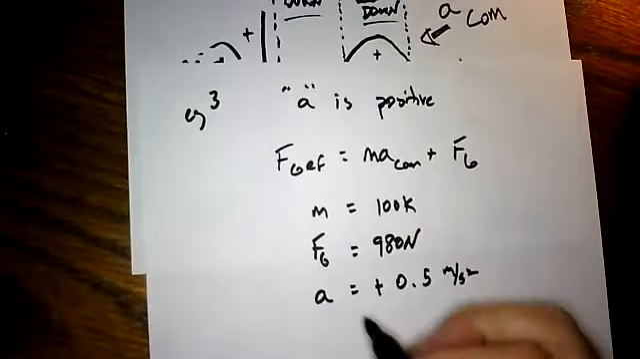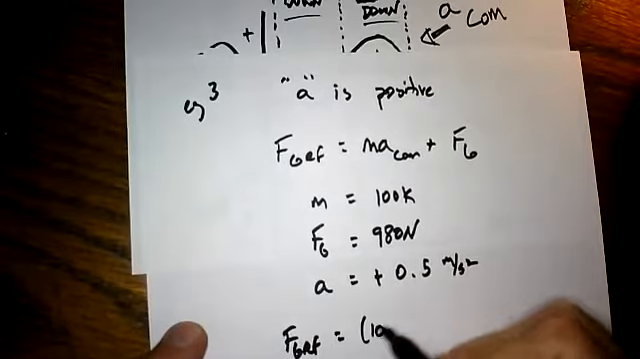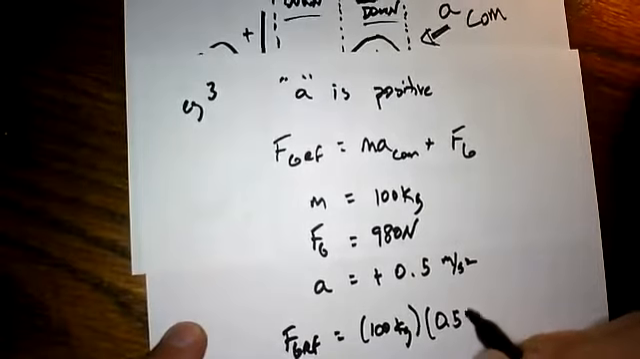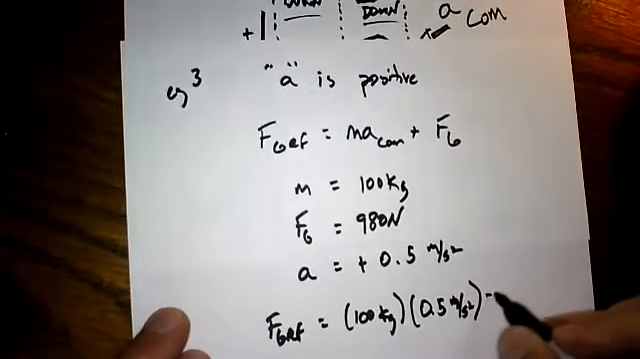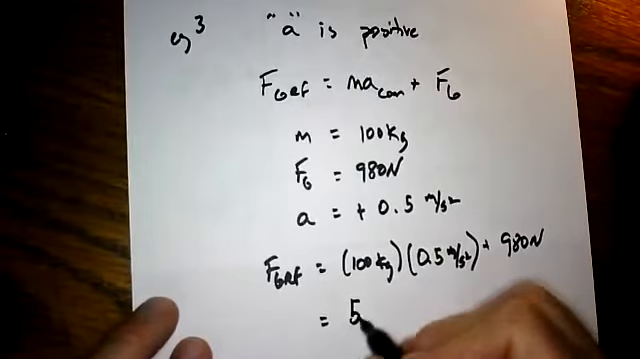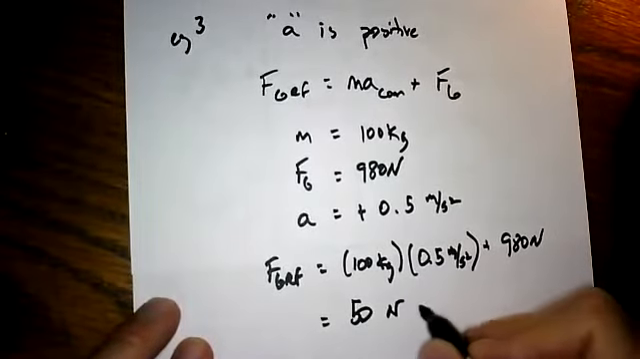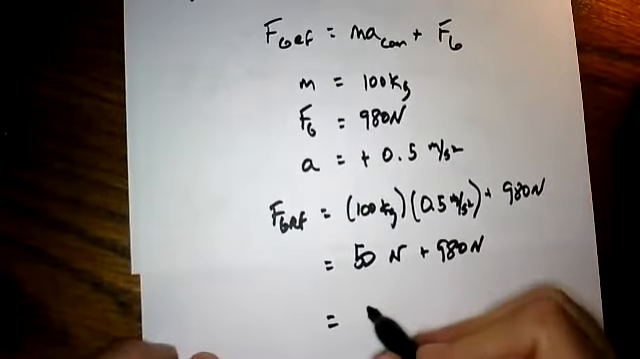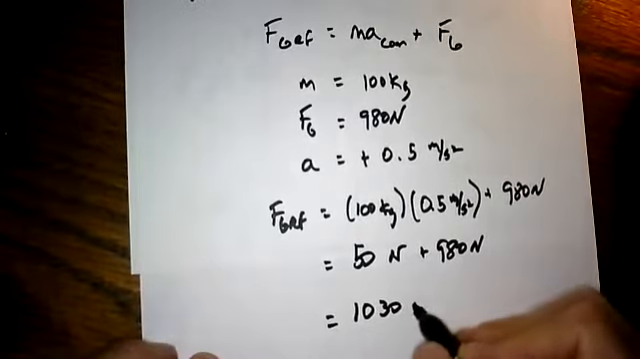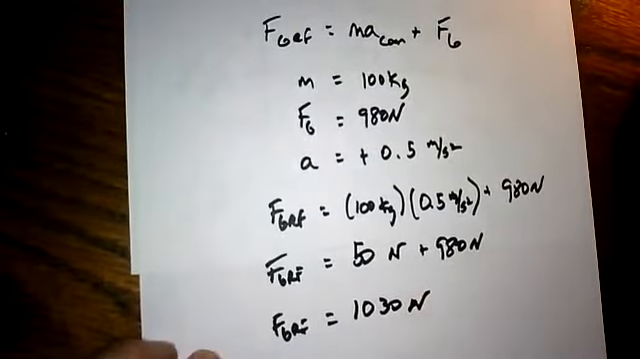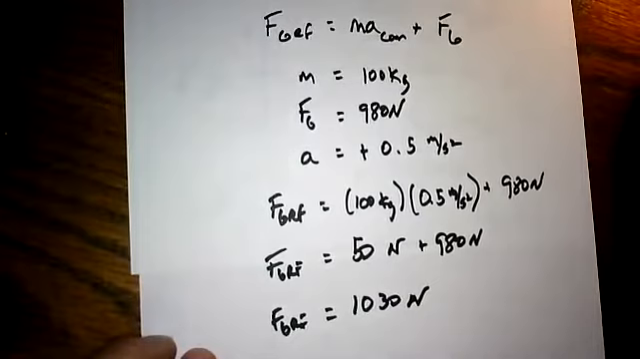Okay, let's put these numbers into this equation. F_GRF equals 100 kilograms times positive 0.5 meters per second squared plus 980 newtons, or 50 kilogram meters per second squared, so 50 newtons plus 980 newtons. If I do my math correct, that would be 1,030 newtons is what the ground reaction force will be when acceleration is positive 0.5.